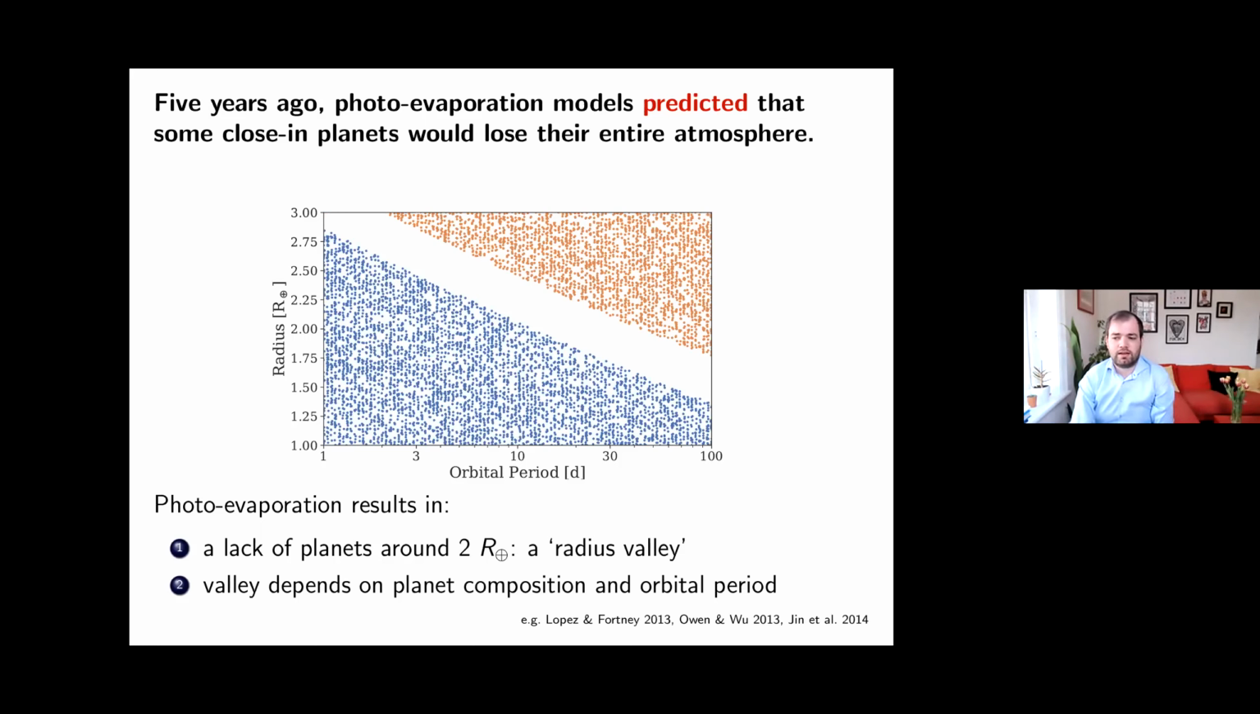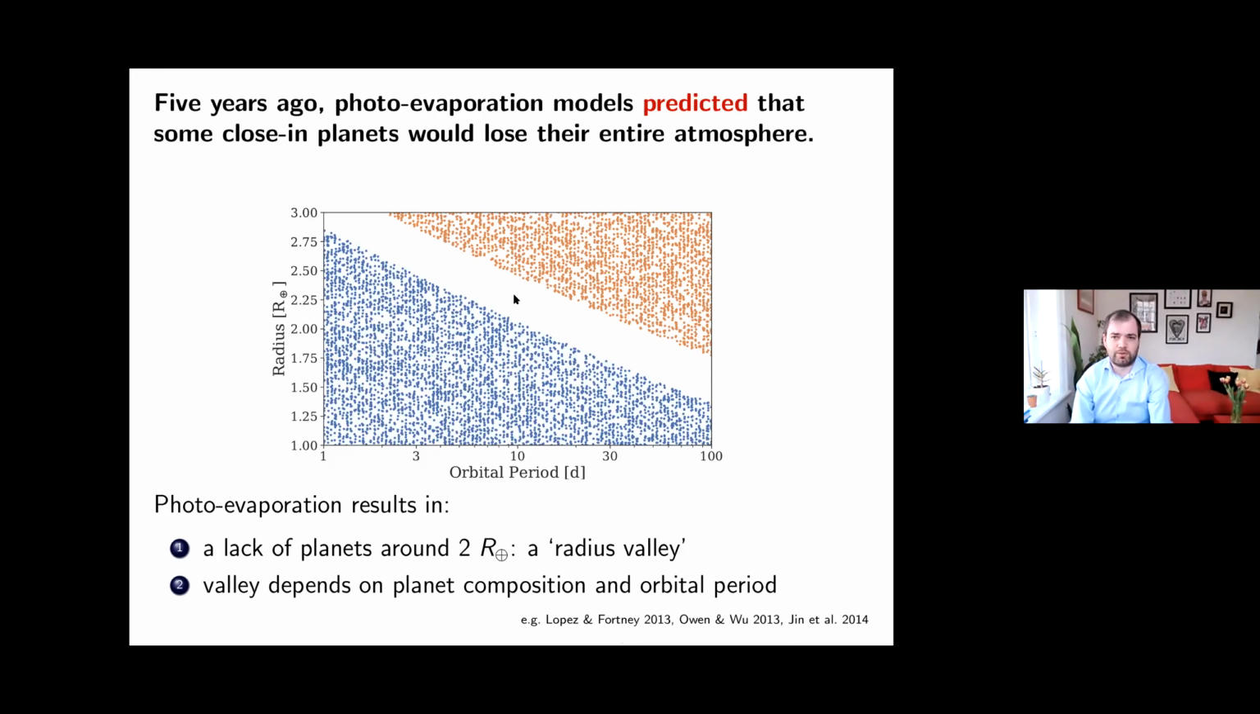You would end up with a lack of planets around, for example, 2 Earth radii, and you would end up with this kind of valley, which itself depends on orbital period. If you go further out, radiation is less important, and so the valley becomes lower and lower because you're not stripping as many atmospheres away as you are at short periods. So this was this prediction, and this was made by several groups of theorists, which all essentially worked independently to come up with the same belief, saying this is what we must be seeing for these close-in small planets.